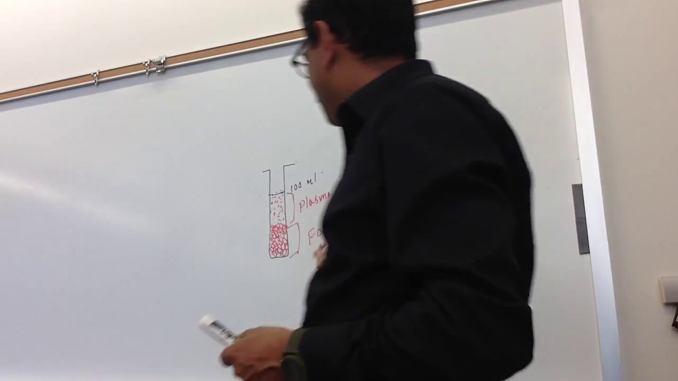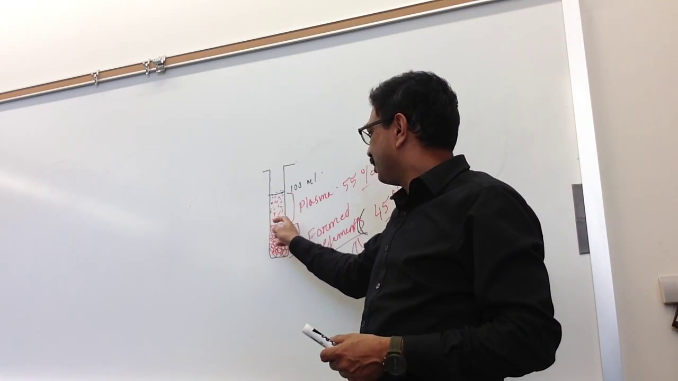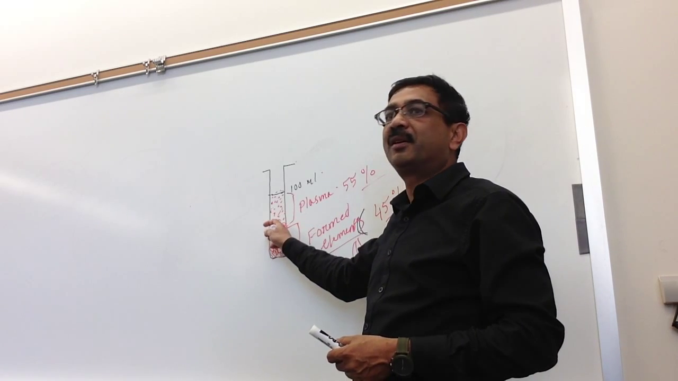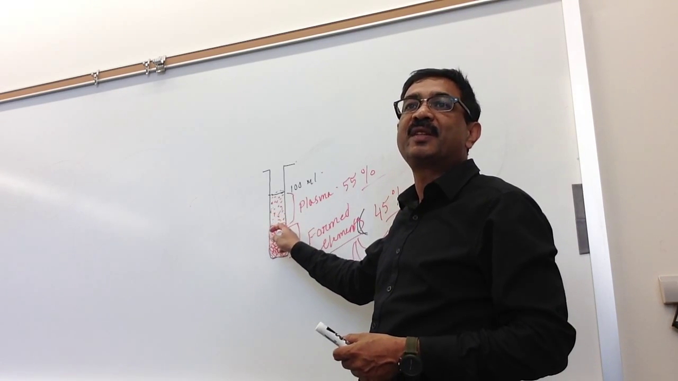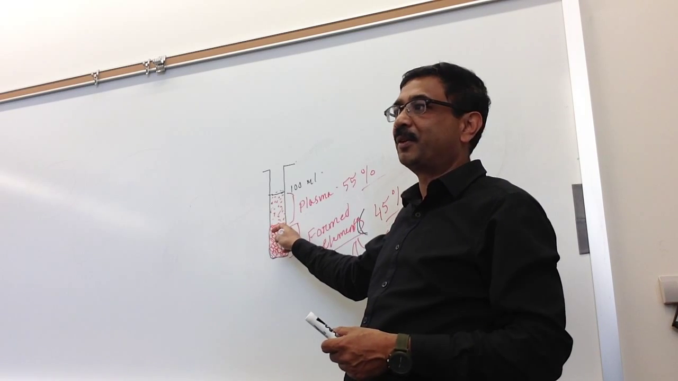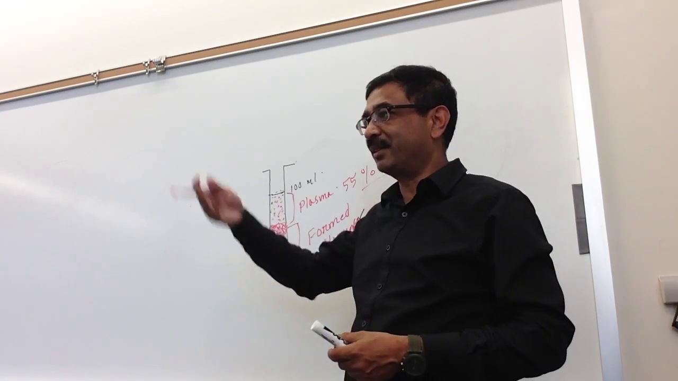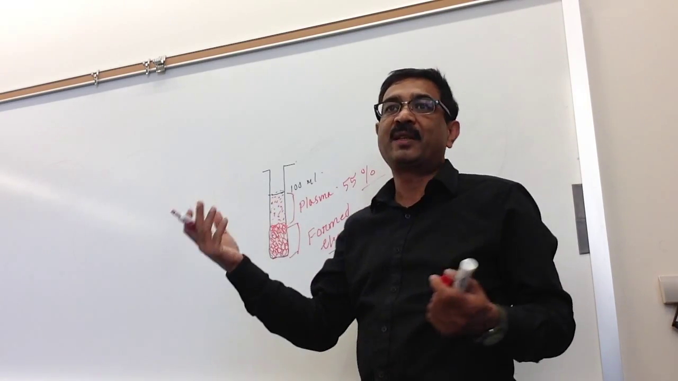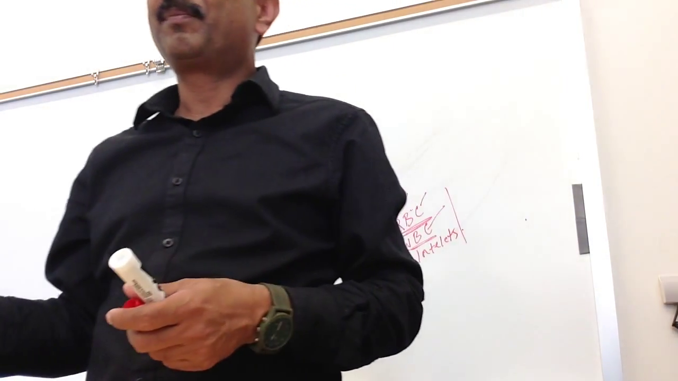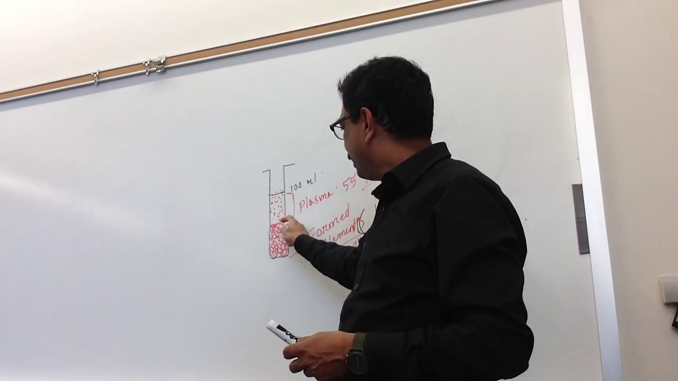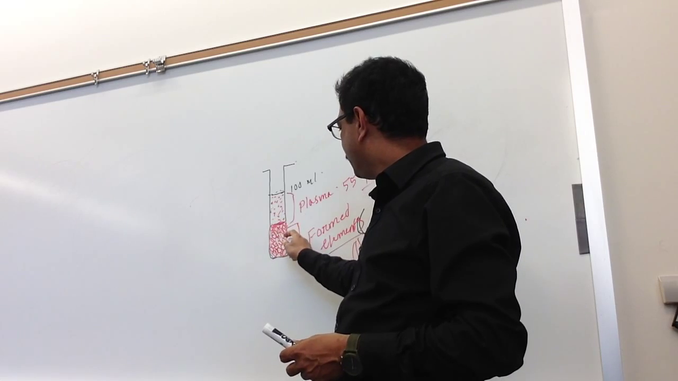So now if I ask you, this part is mainly given by which cells? Red blood cells or white blood cells or platelets? Red blood cells, right? Because red blood cells are millions in number. White blood cells and platelets are thousands. Make sense? So this part is mainly given by the red blood cells.